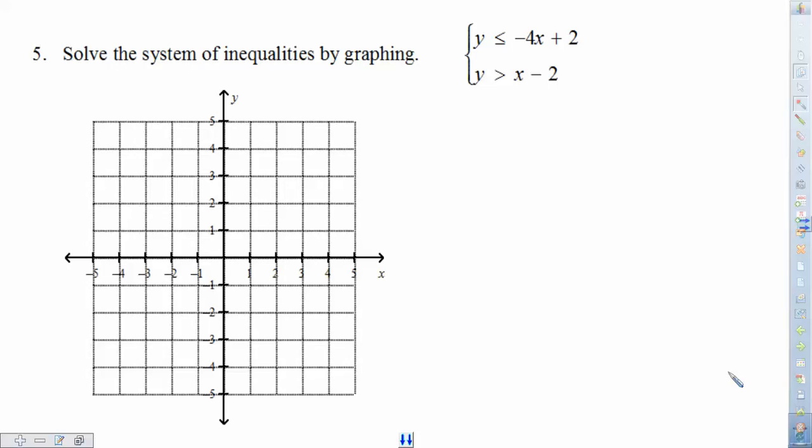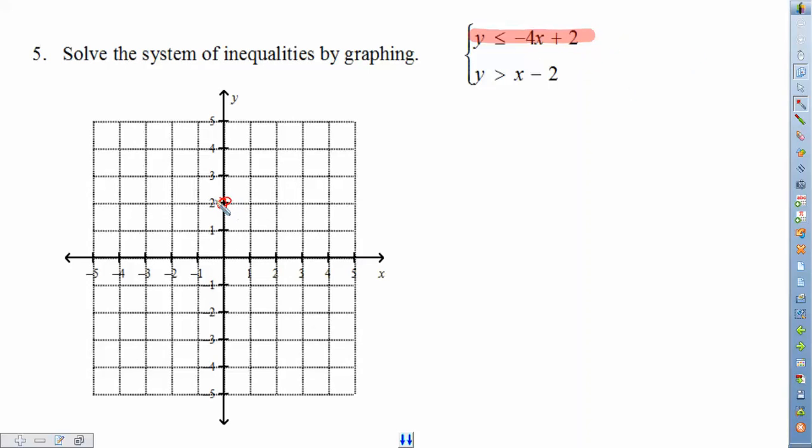All right, number 5. Let's solve the system of inequalities by graphing. Good news, both of these two inequalities are already in slope-intercept form. So let's graph each one of these, slope-intercept form style. Let's graph this one. I'll put this one in red. So where do we start?